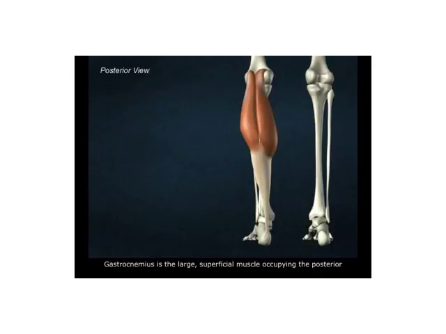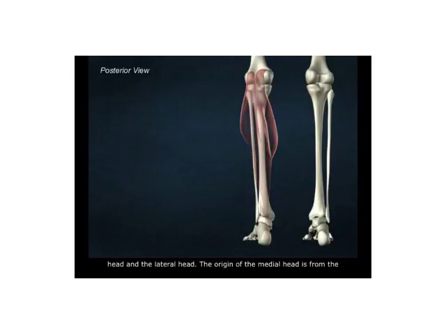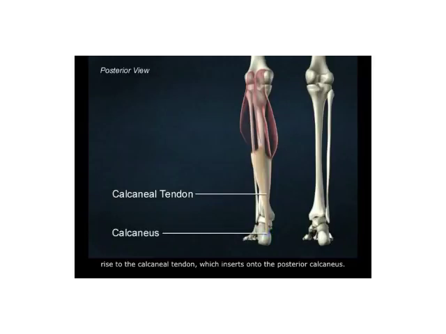Gastrocnemius is the large superficial muscle occupying the posterior compartment of the leg. Gastrocnemius has 2 heads, the medial head and the lateral head. The origin of the medial head is from the posterior femur, superior to the medial condyle. The origins of the lateral head are from the lateral condyle and the posterior surface of the femur. As they pass inferiorly, the 2 heads converge and give rise to the calcaneal tendon, which inserts onto the posterior calcaneus.